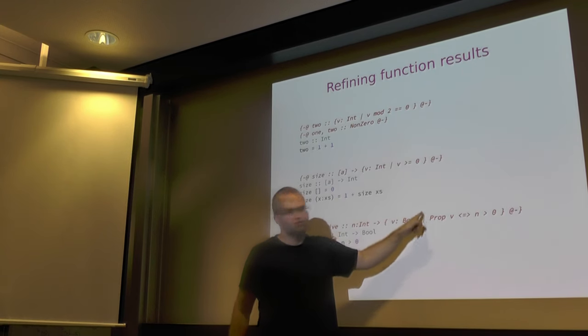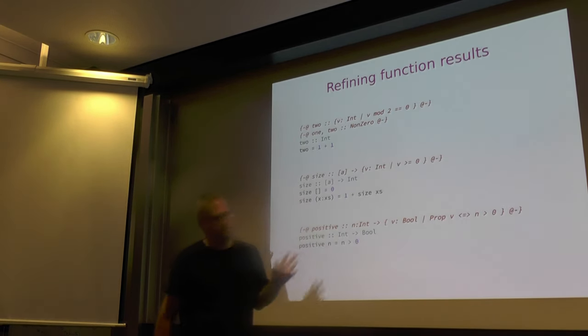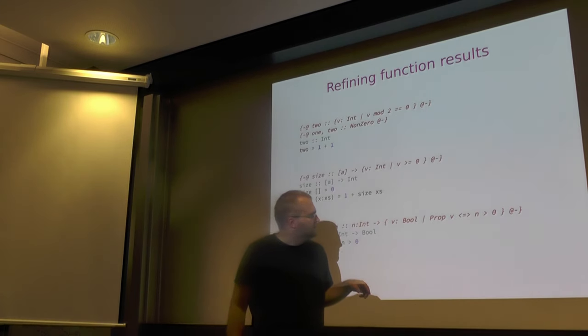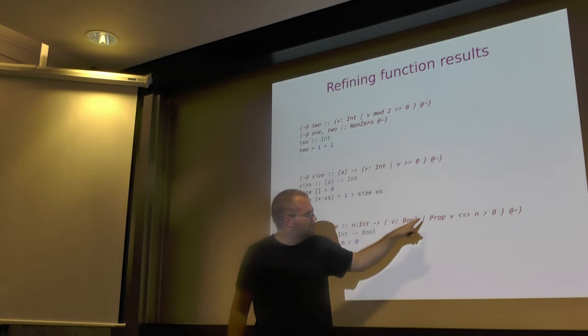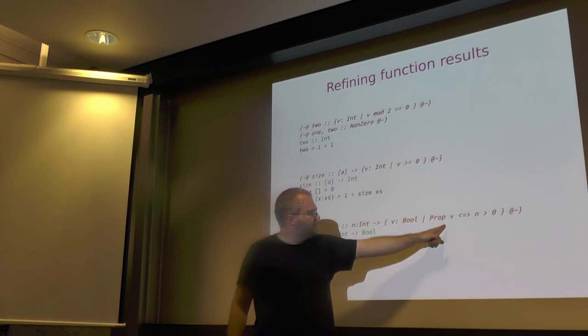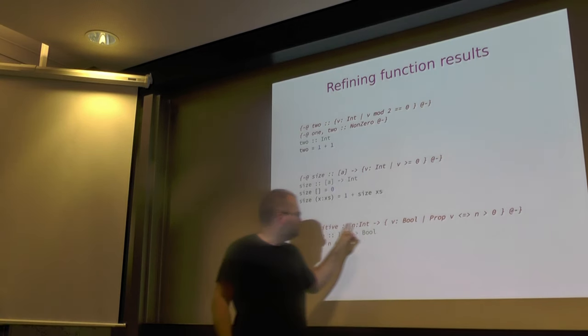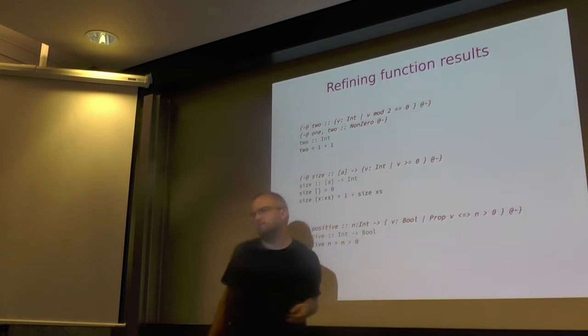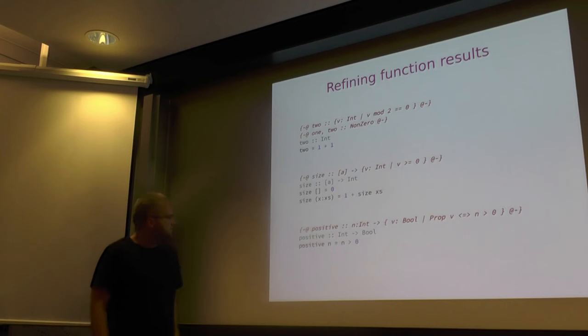So basically this means true, but the V is true. This is the syntax, so it might be slightly confusing, but this means true. So basically we say, okay, V is true exactly when the n from the input is bigger than zero. So we can specify this refinement nicely.